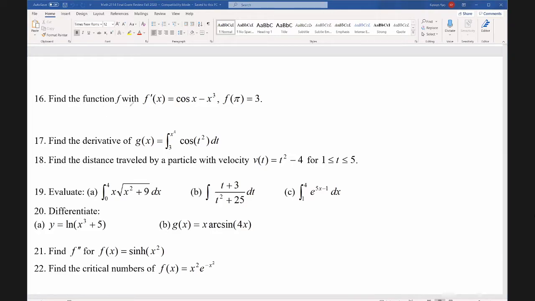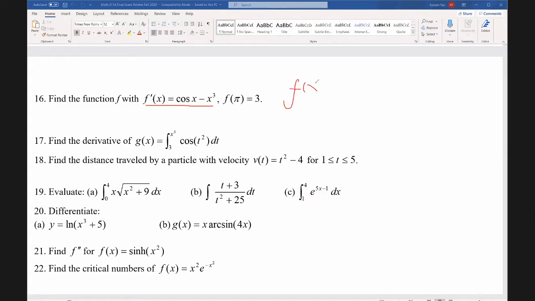You have to find a function f with f prime x equal to this and f pi equal to 3. Now you know the derivative is this, right? You want to find its antiderivative, right? So please write down the major steps, okay? Because the major steps are very important because you show your work on the final, right? So you got to know how to find it, right? So what's f of x?